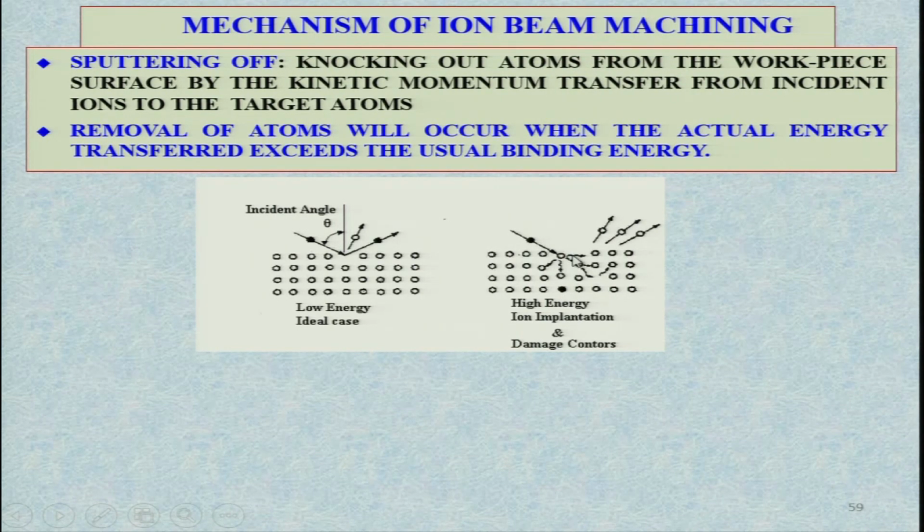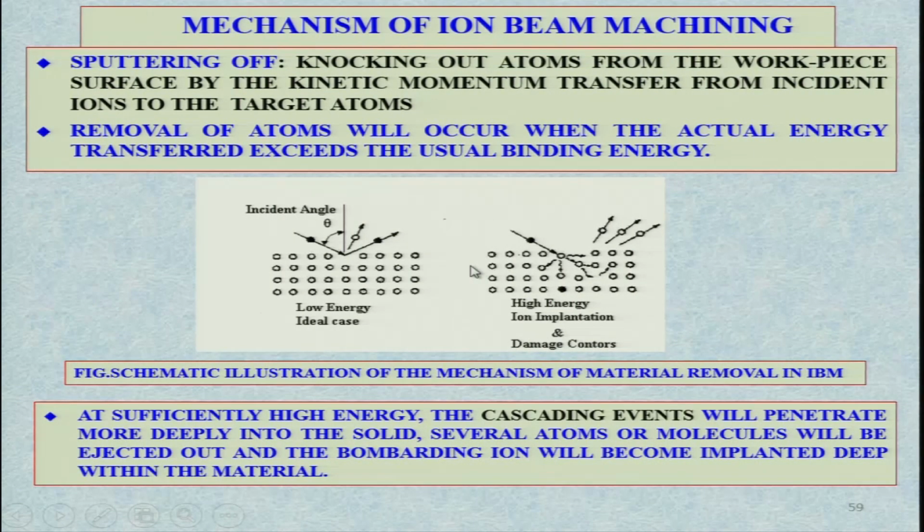Here, in place of removing atom by atom, it is removing clusters of atoms, and you really do not get the accuracy and quality of the machined surface you expected. That is why you have to make a proper balance between the energy of the ion and the bonding energy of the atom with surrounding atoms.